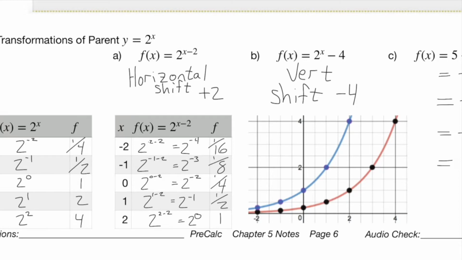So, for example, this is what it would look like. They shift to the right 2 units. These points all become these points right here. This is the parent, and this is the transformation. Here, we can see this is the original. 2 to the x minus 4 will have a vertical shift of negative 4. You can plot the original and then just shift all the values down 4 units.